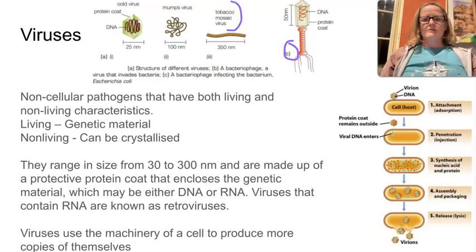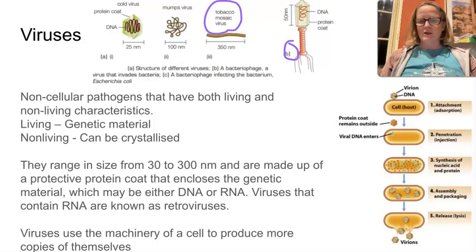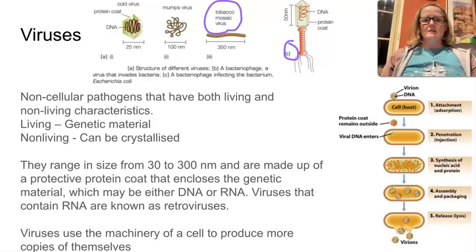Tobacco mosaic virus affects a plant. It causes a mosaic pattern on the leaves of tobacco plants and other related plants. And obviously, if you mess up the leaf, you're going to mess up photosynthesis. Mumps, that's a virus that people get. You've probably been vaccinated for it in an MMR vaccine. Common cold, rhinovirus, but lots of other ones too, like coronavirus, HIV. There are lots of viruses around.